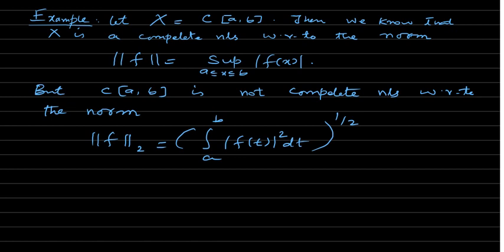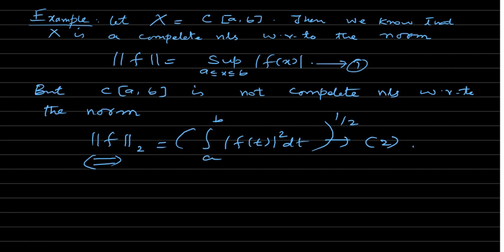However, we'll see that it's an inner product space if we define the inner product in a way that the norm induced by that inner product will be this norm 2. So we will define an inner product whose induced norm will be the second norm. This is the first norm, this is the second norm.